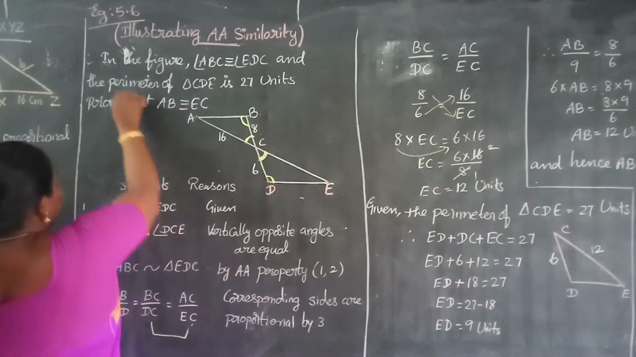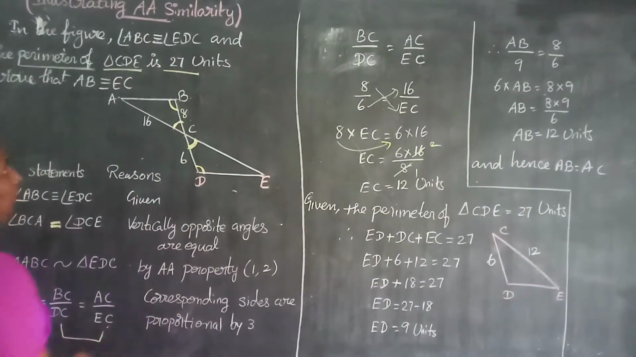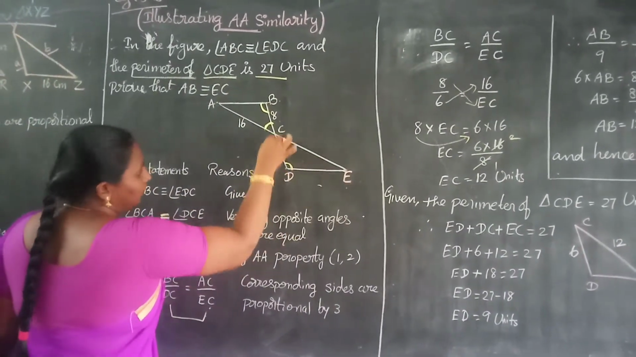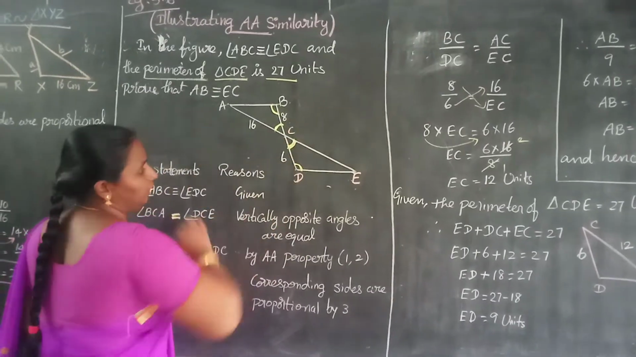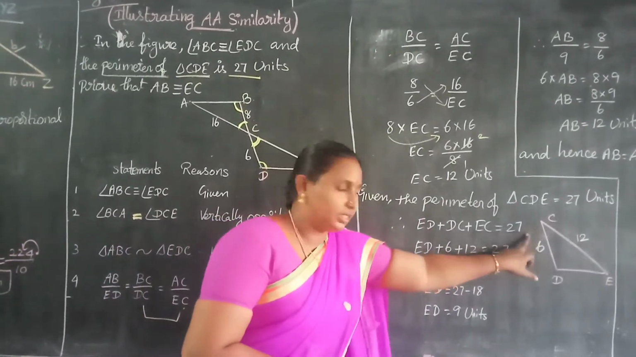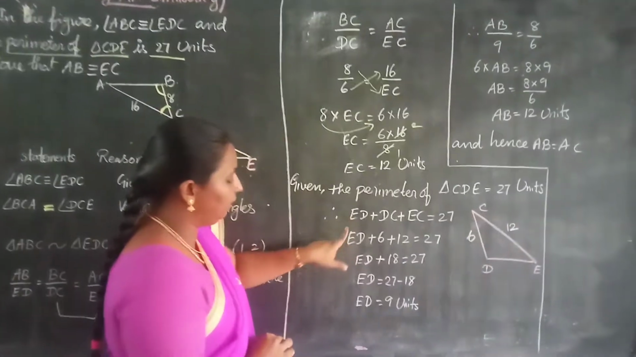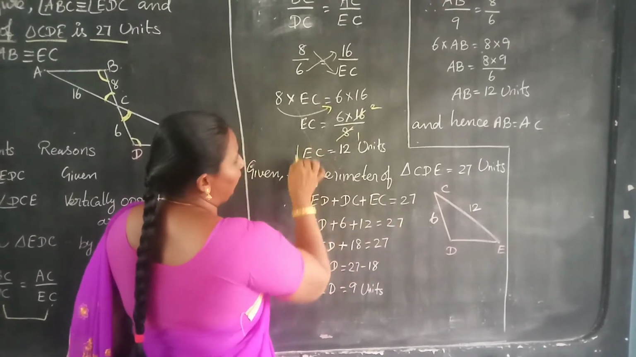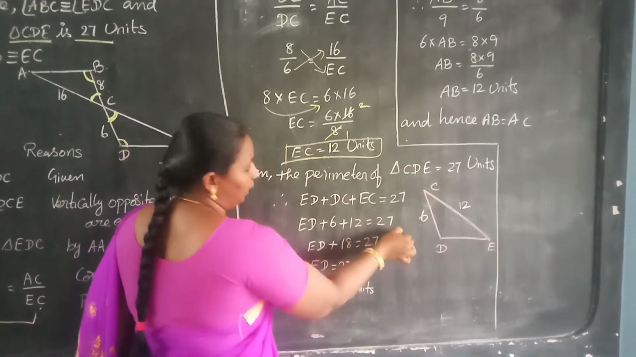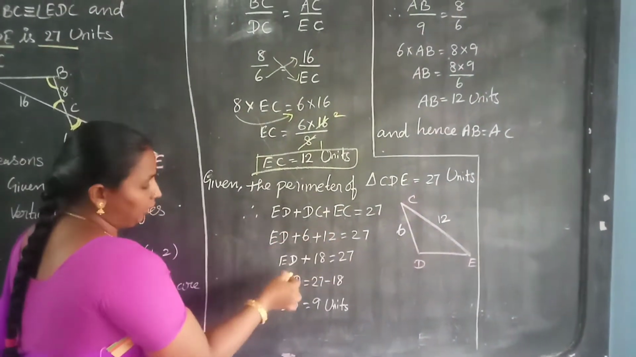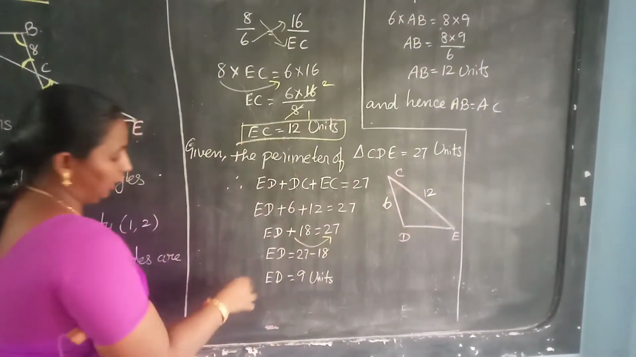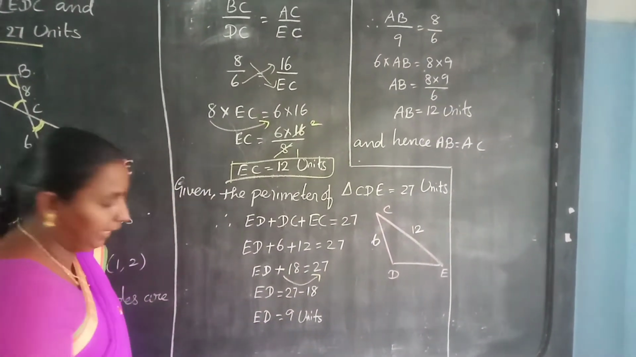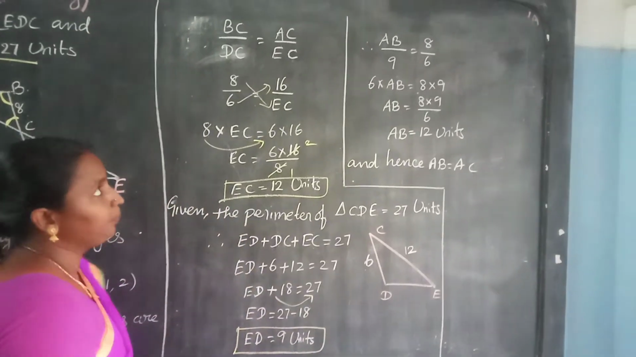Then also they given perimeter of triangle CDE is 27. Perimeter means sum of the sides. So CDE means CD plus DE plus EC, which is equal to 27. So now you know ED value as ED plus DC, they given as 6, and EC we find here 12. Substitute that value equal to 27. So 6 plus 12 will get 18. Send this 18 to the RHS side. So ED equal to 27 minus 18. You will get ED equal to 9 units. Okay, next.